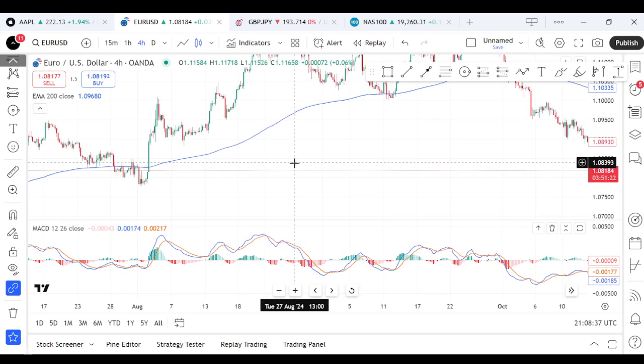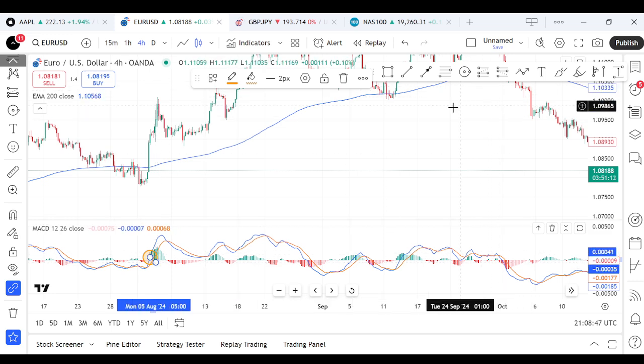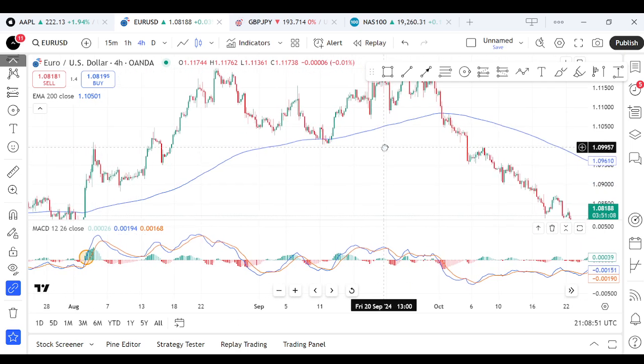You can also use the MACD zero line. Look at the MACD indicator, and if the MACD line and the signal line are above zero, it means that we are bullish and we should be looking for buying opportunities.